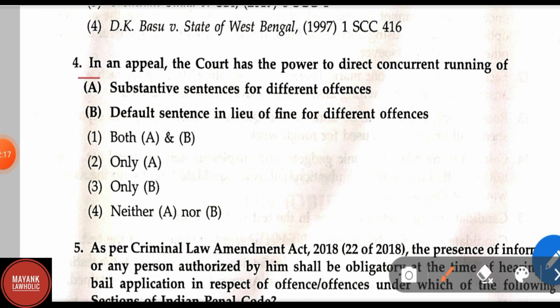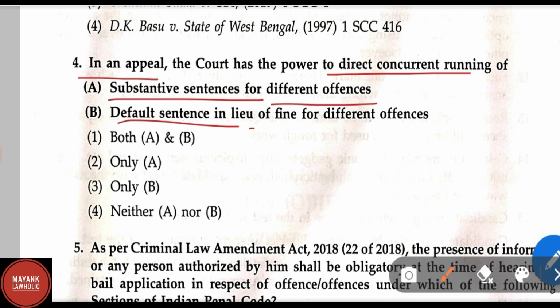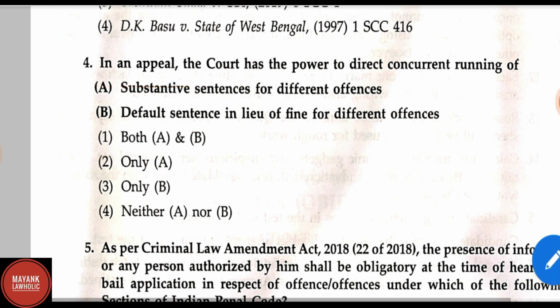Question number 4. In an appeal, court has the power to direct concurrent running of A, substantive sentences for different offences, B, default sentence in lieu of fine for different offences. Option 1, both A and B are correct. Option 2, only A is correct. Option 3, only B. Option 4, neither A nor B. Here the correct answer is option 2, only A, that is substantive sentences for different offences.